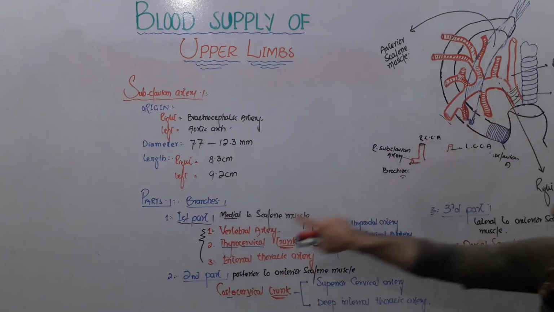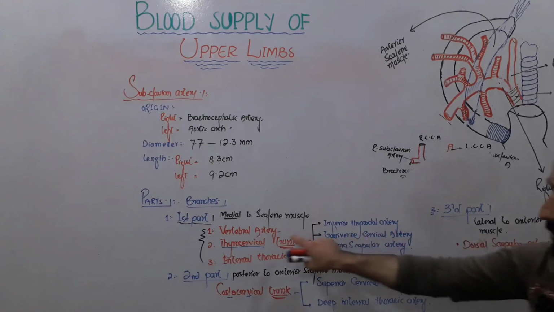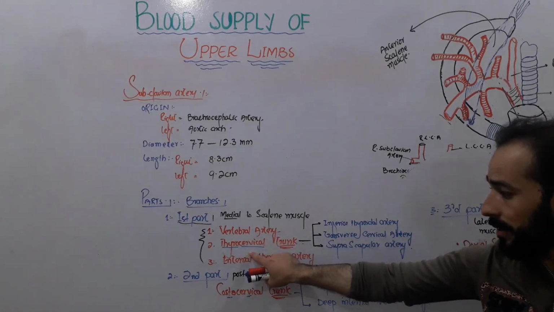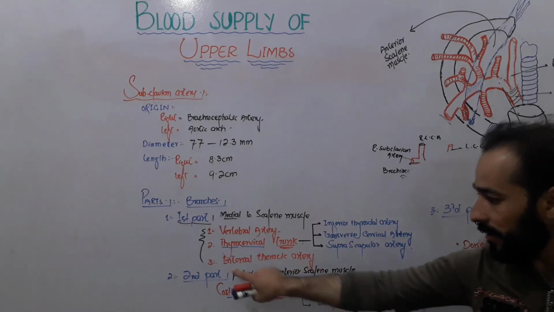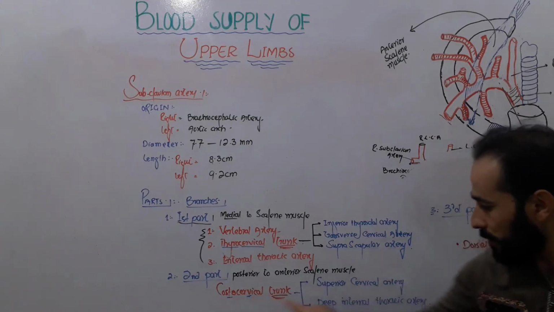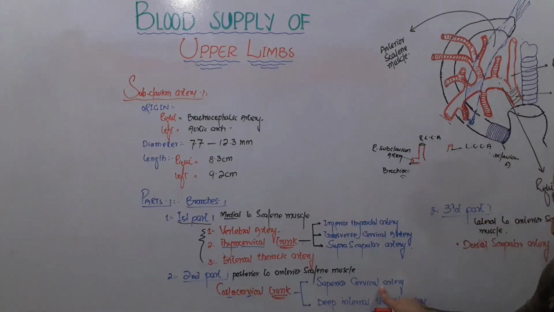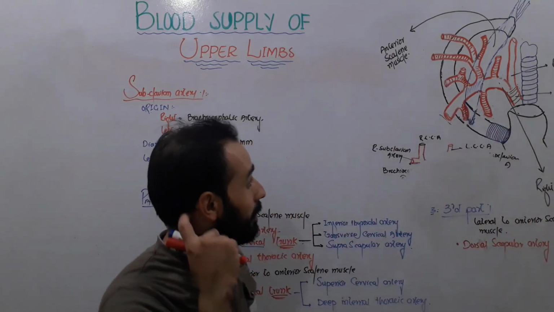The subclavian artery is divided into three parts, the first part, the second part, and the third part. The first part gives off the vertebral artery, thyrocervical trunk, and the internal thoracic artery, and the second part gives off the costocervical trunk, which gives blood to the superior cervical region, right? Superior cervical artery, and the deep internal thoracic artery, right? And the third part gives off the dorsal scapular artery. So friends, this was about the subclavian artery.